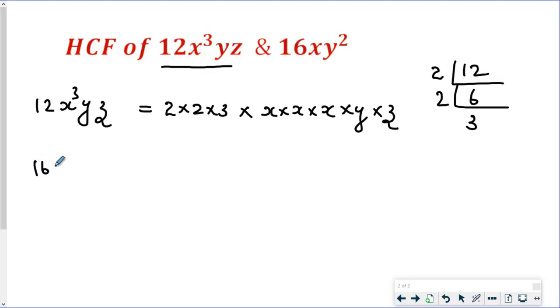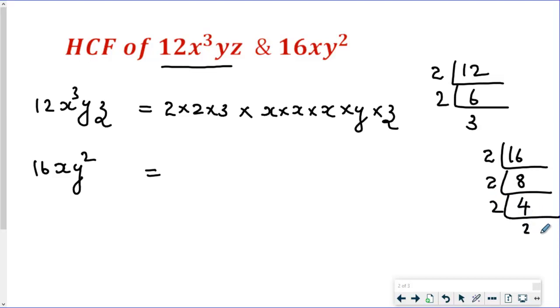Similarly, you have to find the factors of the second monomial, 16xy square. First we have to find the factors of 16. 16 is divisible by 2 because it is an even number. 8 2s are 16. Then again 8 is divisible by 2, 4 2s are 8. Again 4, 2 2s are 4. So instead of 16 we can write 2 into 2 into 2 into 2.